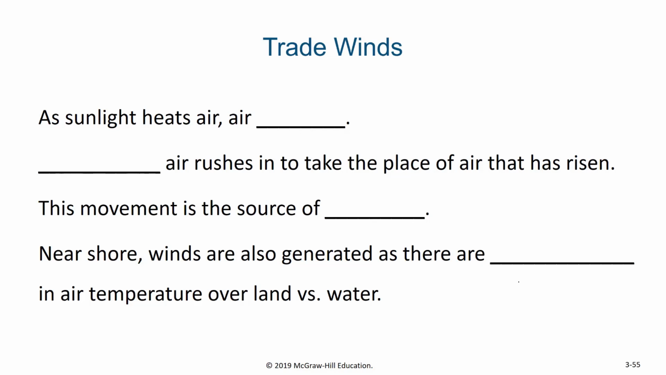Well, sunlight heats the air above the equator, and that air rises. As that air rises, it becomes an area of low pressure, and other cooler air rushes in to fill that open spot. This movement is the source of winds.